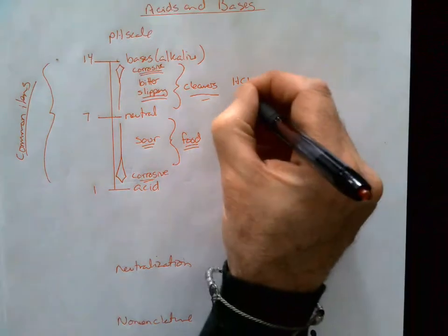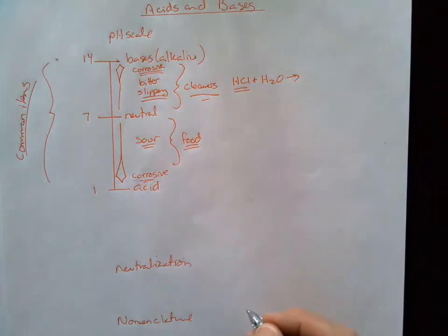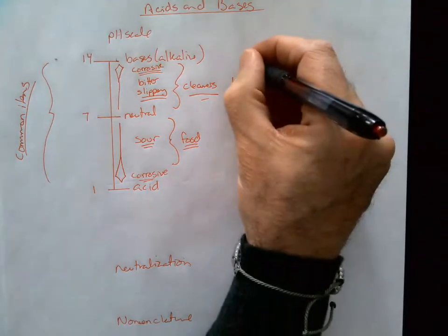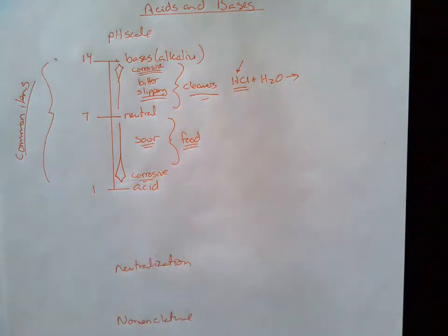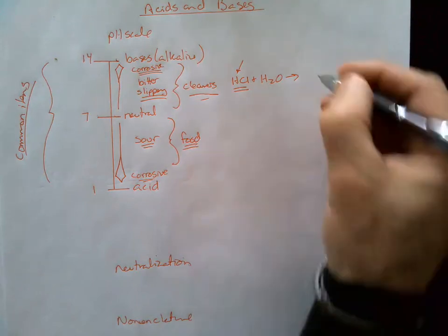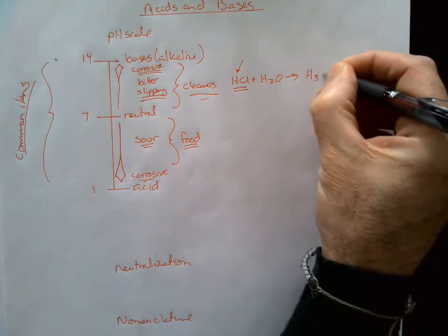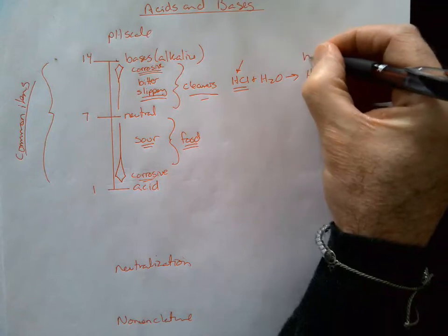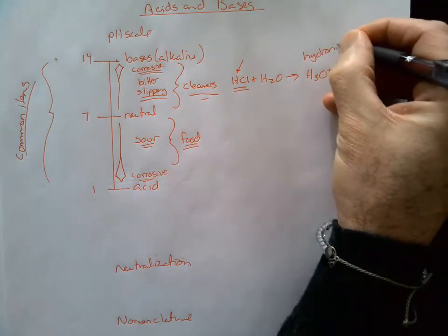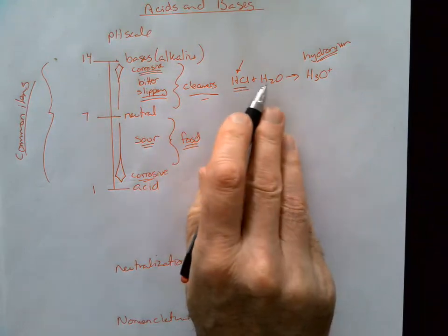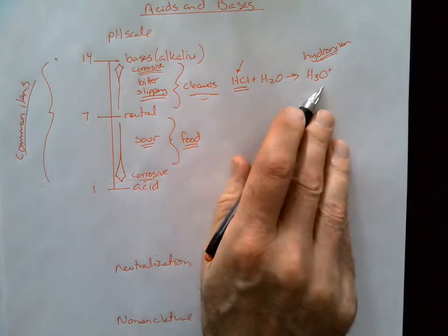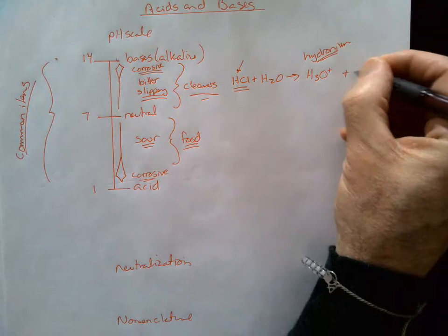Now, this is an acid, and what makes something acidic is it gives up a hydrogen. So the HCl is able to release that hydrogen. And what it does is it forms with H2O to form something called hydronium. So this is what's actually acidic. The acid itself is not acidic. It's not until it mixes with water that it becomes acidic.